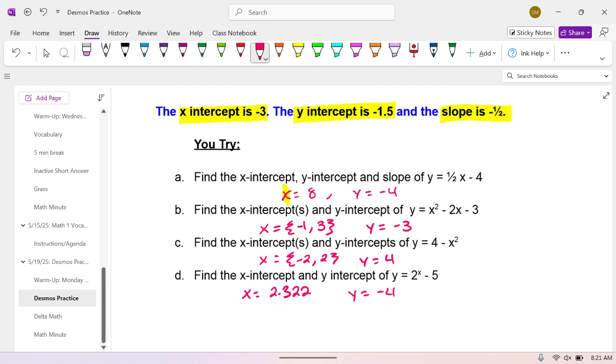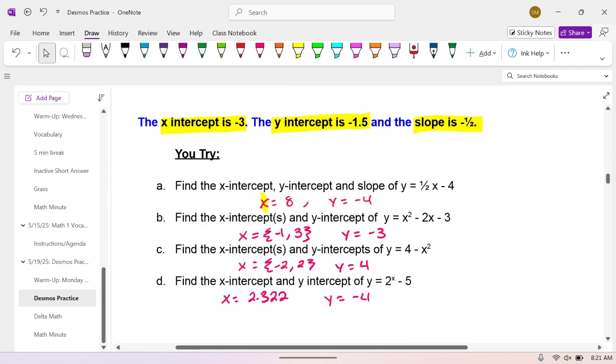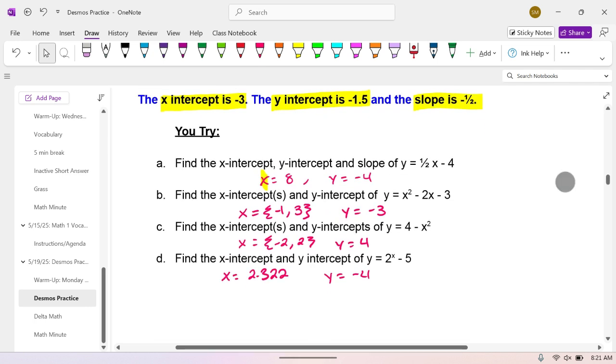Riley M. What's the last one? Yep. All right. So, guys, you gotta do it. It's not an option. This is for your benefit. Otherwise, I can just give you a bunch of Delta Math and say, have at it. All right. So, those are exactly the answers that I got.